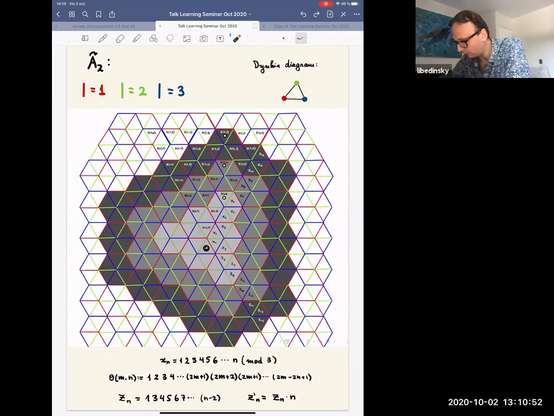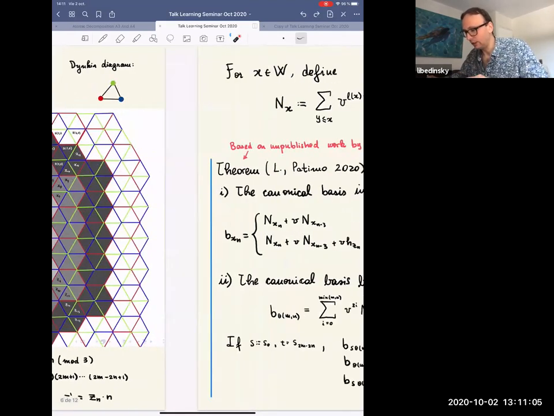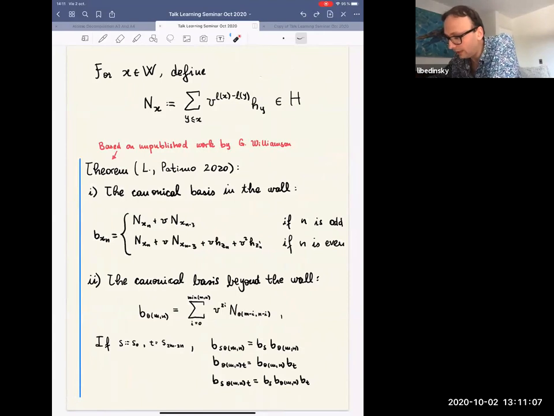And then you have the definition of the Zn. These are Z5, Z6, Z7, like that, and Z prime n, whatever. For x in W, we define the n of x as this sum. It's essentially adding all the elements that are less than x: you have all the h_y for y less than x, with a little correction.